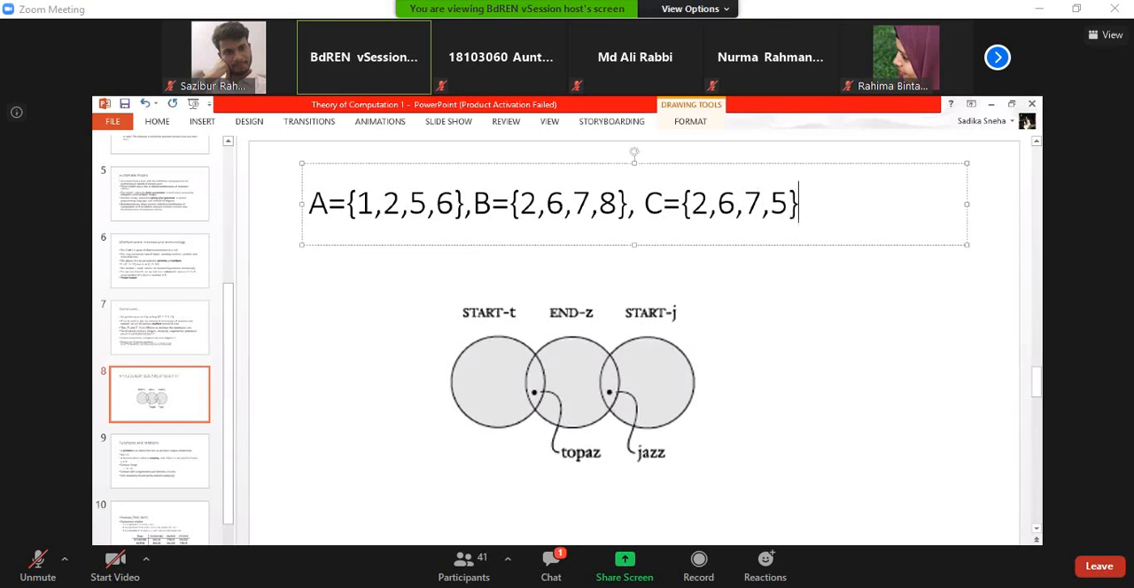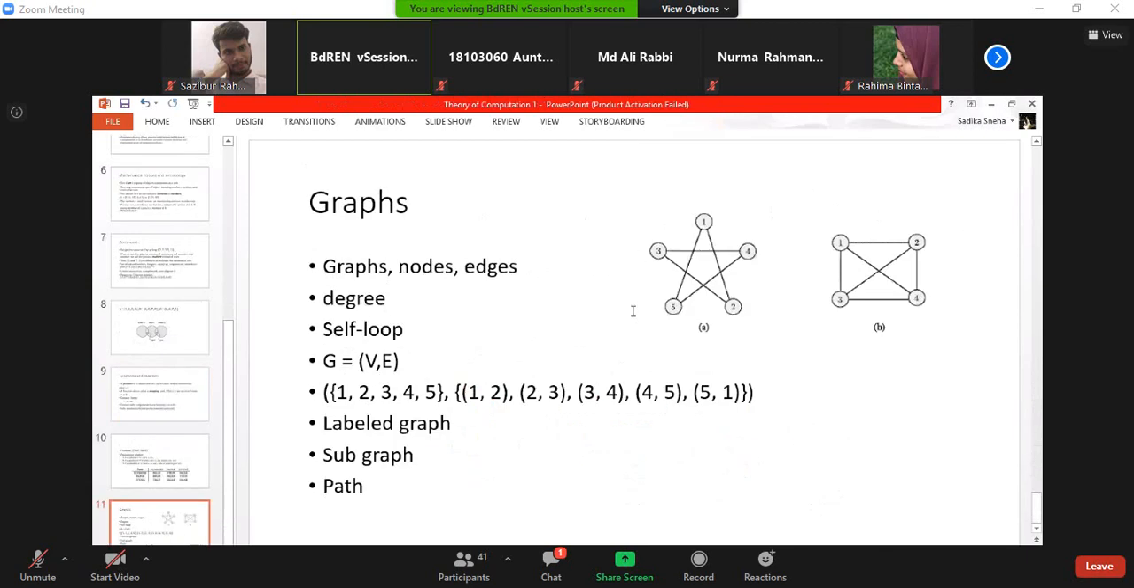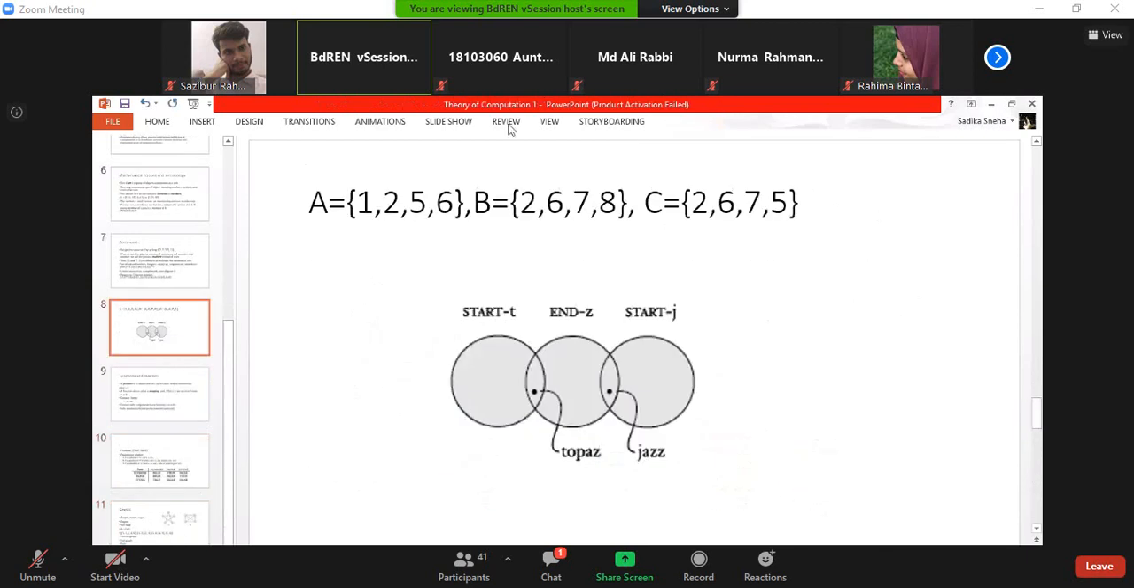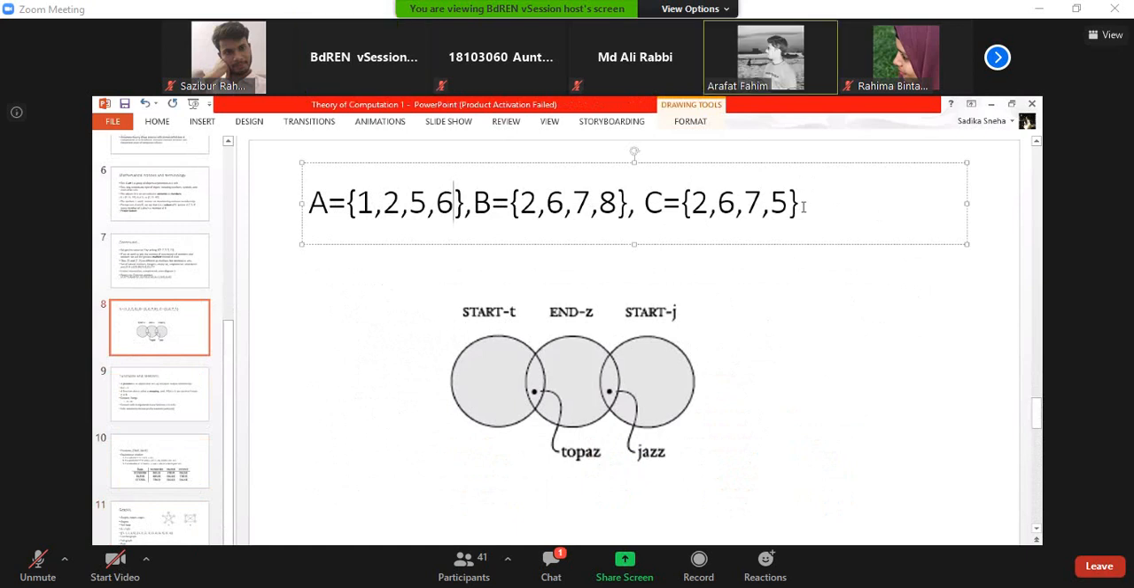Now draw a Venn diagram for these sets and mention the portion. Can you see the sets? Yes, ma'am. Okay, so you will draw a Venn diagram, and like this one, you will have to mention what are the elements in the intersection part and what are the elements outside the intersection part.